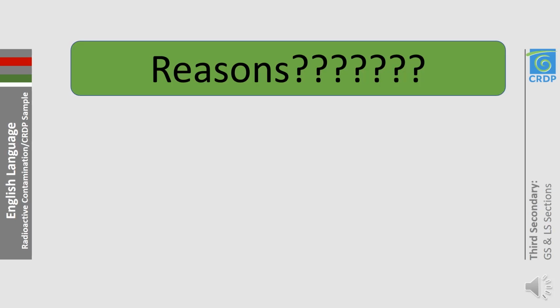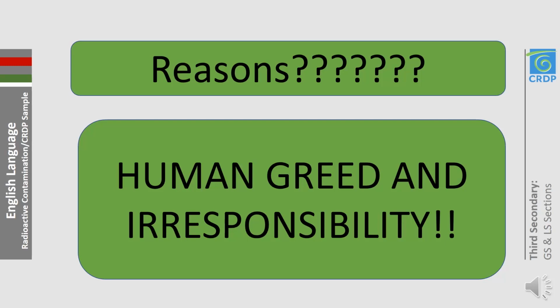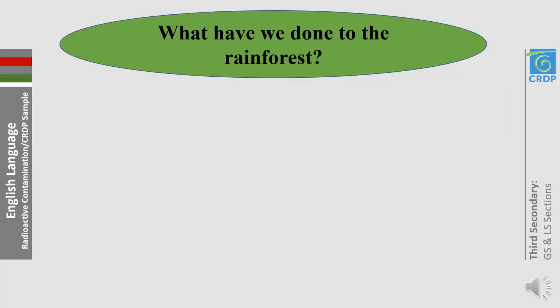But what are the reasons? I'm sure that you've discussed numerous reasons with your teachers ever since you were in middle school. But if you think it through, you will discover that it all boils down to one point: human greed and irresponsibility. Let's now examine one example of man's irresponsible behavior. What have we done to the rainforest?